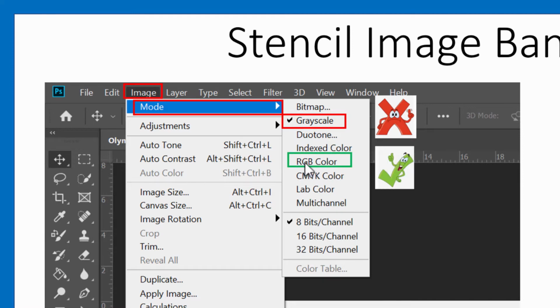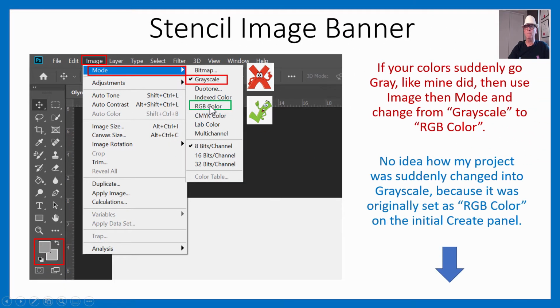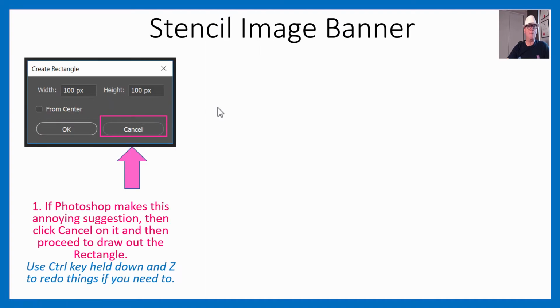We want color. So just have RGB color, make sure this one's ticked, and 8 bits per channel is certainly enough for what we're doing. So like I said, I don't know how it changed to grayscale, but I had to change it back to RGB color.